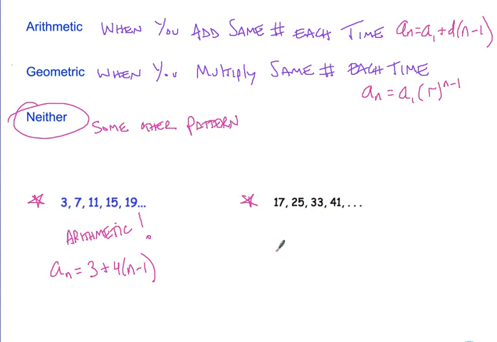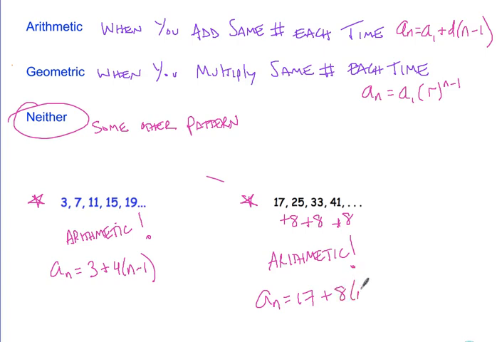Are we adding the same thing each time? So you could find the common difference. So you could say, okay, well, 25 minus 17 is 8. How about 33 minus 25? That's 8. How about 41 minus 33? That's 8. Oh, look, this is arithmetic too. Bonus, so then my formula will be 17 plus 8 times n minus 1.